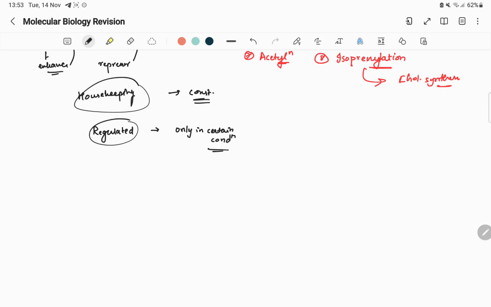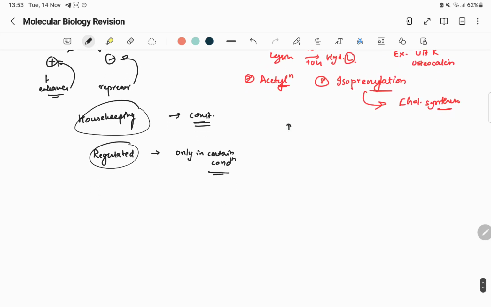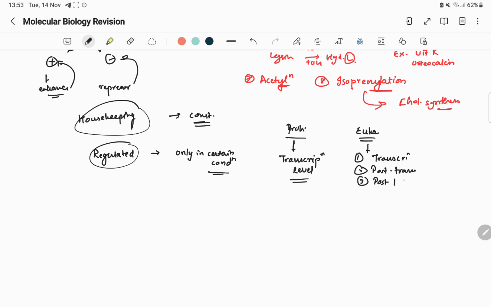What is the site of gene regulation? In prokaryotes, the gene regulation is at the transcription level. So we will discuss the gene regulation at the transcription level only, but in eukaryotes the gene regulation is at the transcription level, at the post transcriptional level, and at the post translational level also. The transcription level is the most common.